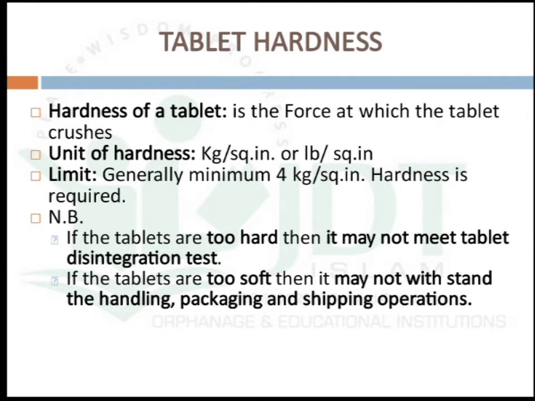Hardness of the tablet is the force at which the tablet crushes. Usually it is represented in the unit of kilogram per square inch or pound per square inch. Generally a minimum of 4 kg per square inch of hardness is required for ordinary tablets. So we have to note two things here.